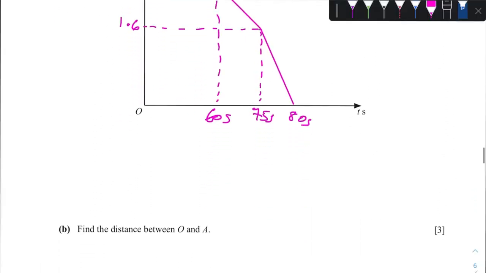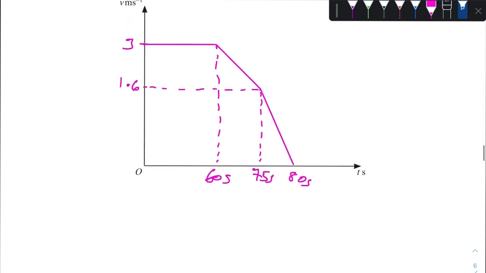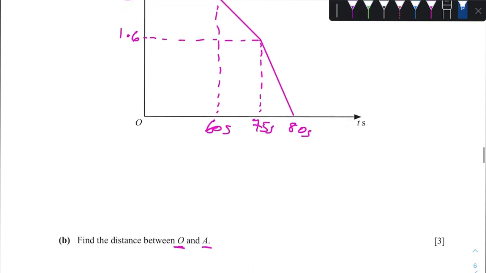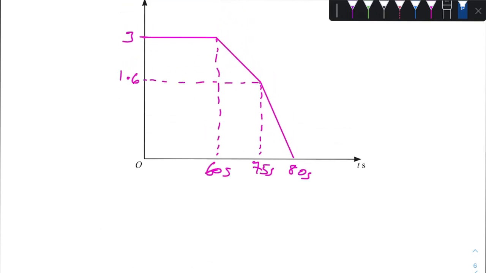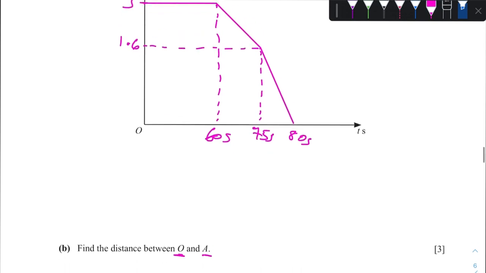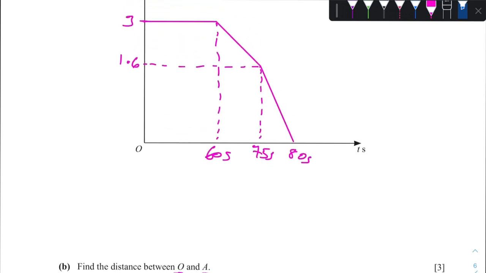So the next thing is that they want us to find the distance between A and O. Basically, they want you to find the area under the whole curve. Okay, so this is in, I would say, 3 shapes. You can look at this as a rectangle, a trapezium, and then a triangle. All right, so we can solve it. Let's solve it and then drag it down there.